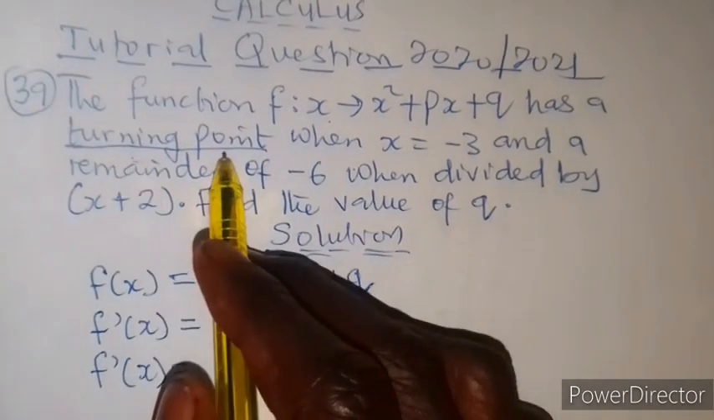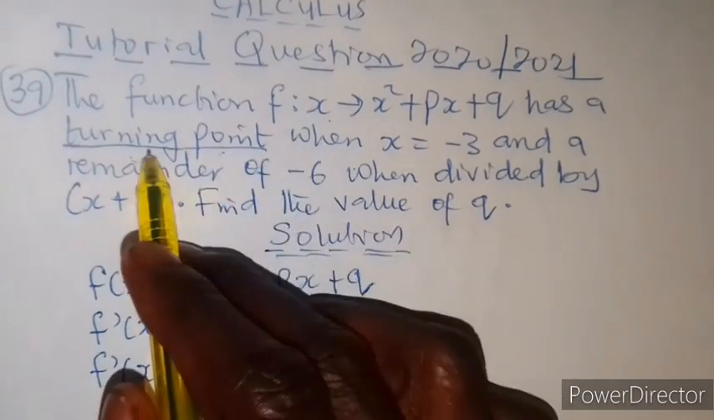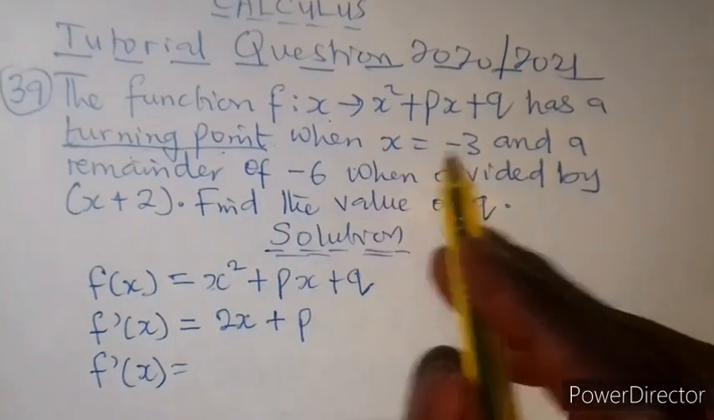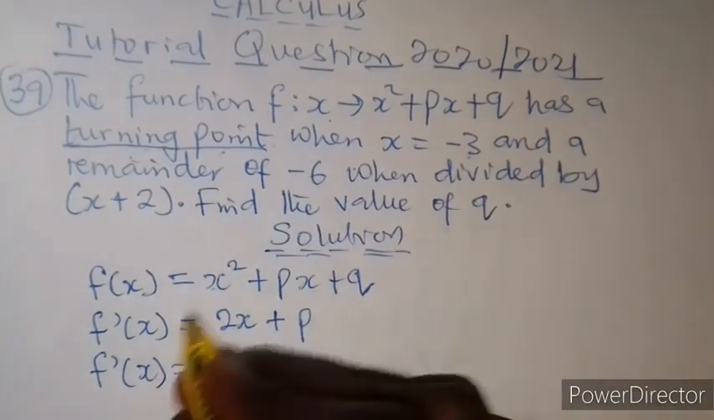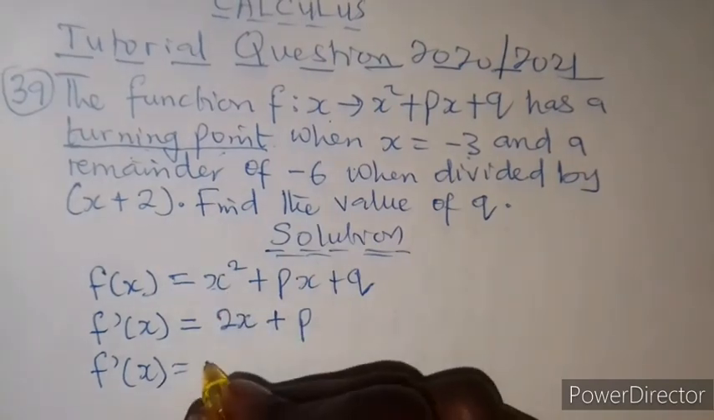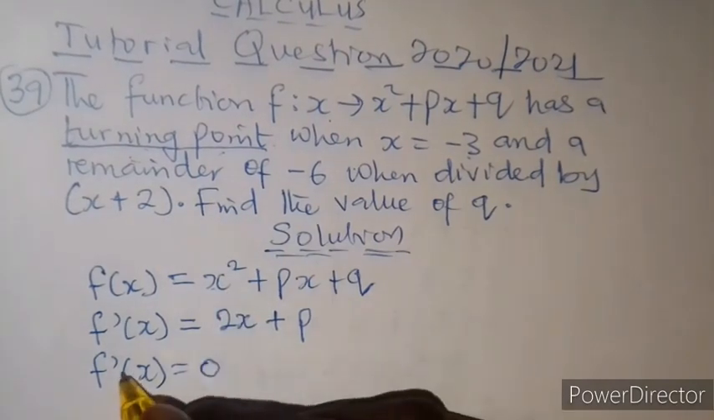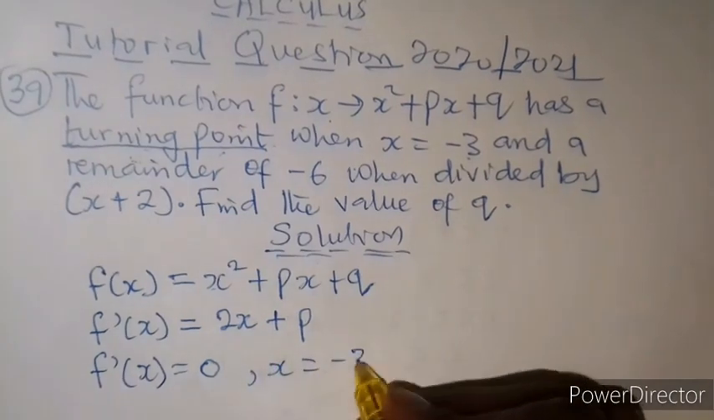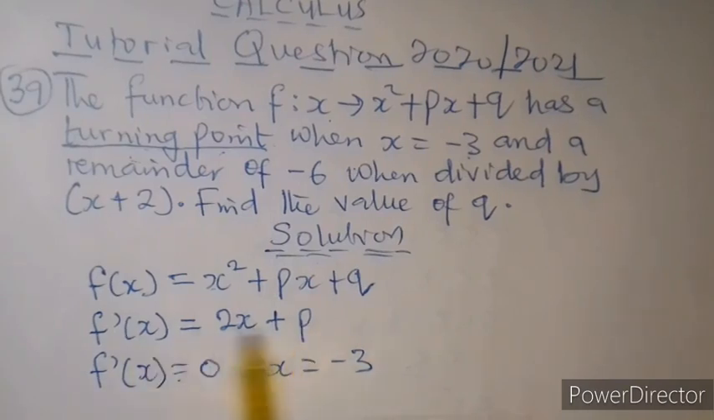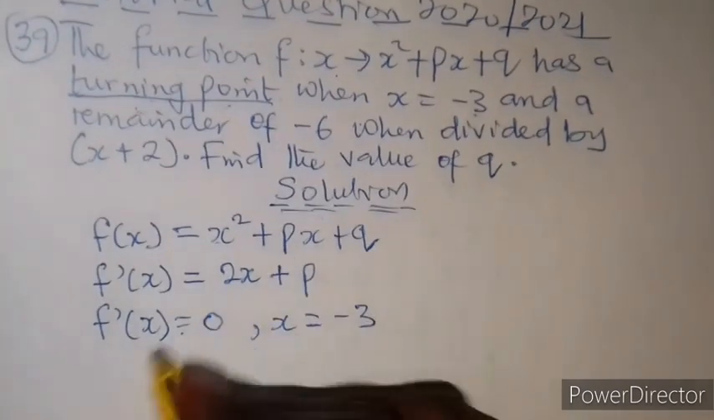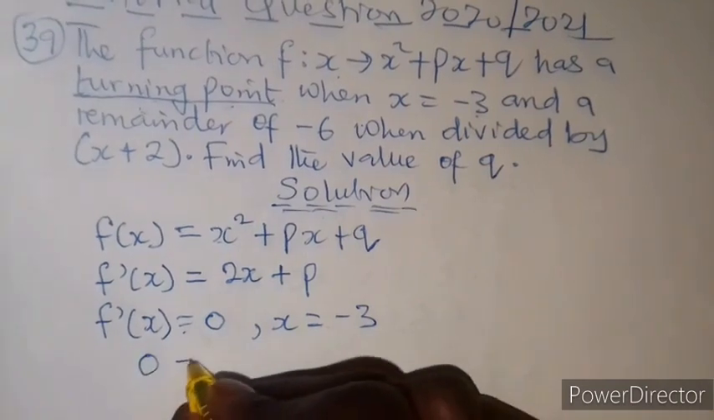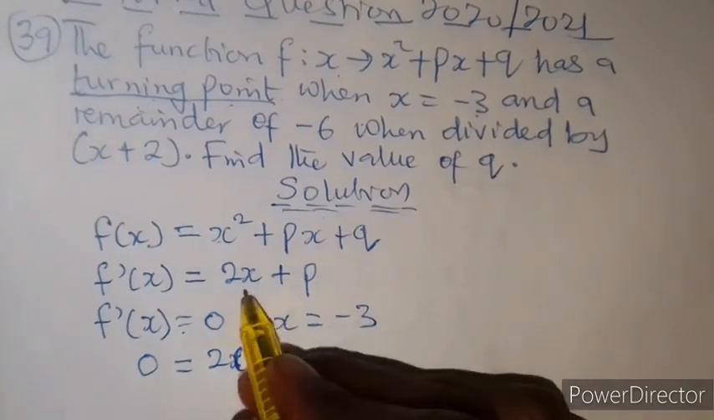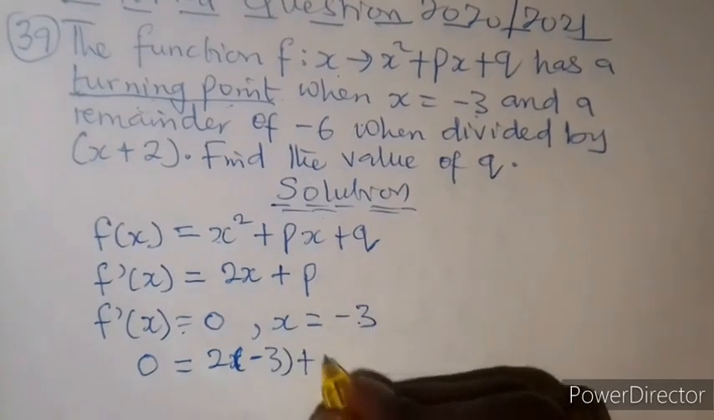Now, at this point, we are going to bring back the knowledge we get from the question. We are told that this function has a turning point when x is minus 3. What this means is that f prime of x becomes 0 at that point where x is minus 3. Now we are going to plug these two values into this derivative we've gotten here, and in doing that we are going to have 0 equals 2 into bracket minus 3. We are going to replace x with minus 3, then plus p.